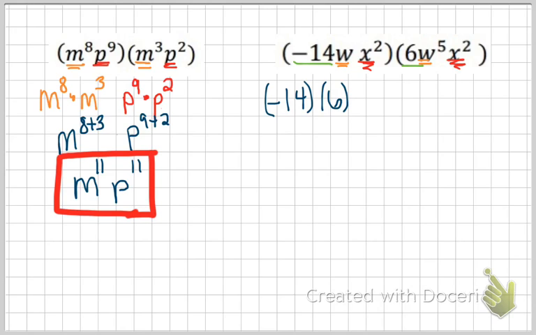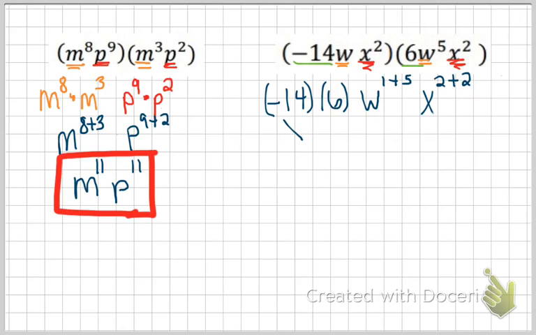My w, this w has a power of 1, times w to the power of 5. And because they have the same base, I can already set it up where I can add the exponents. Then I have x squared times x squared, but clearly we can see that they have the same base, so we can apply the property and add the exponents.